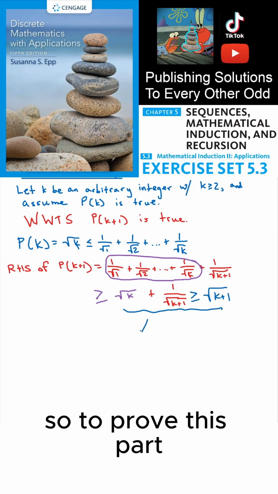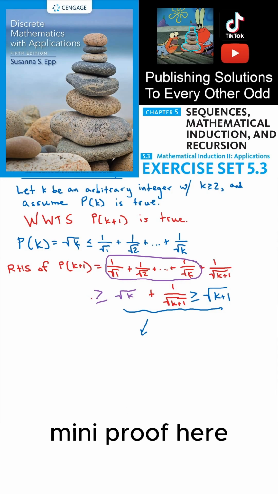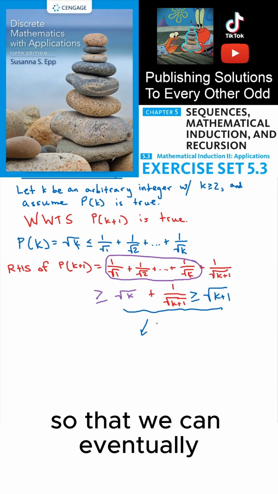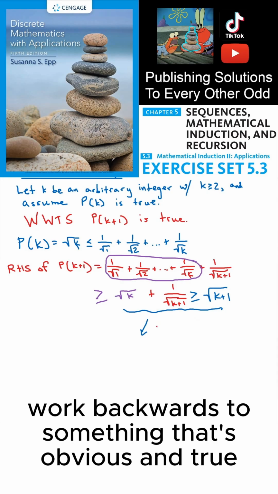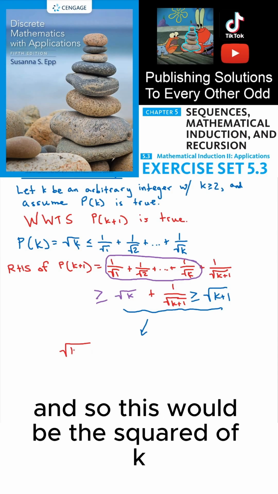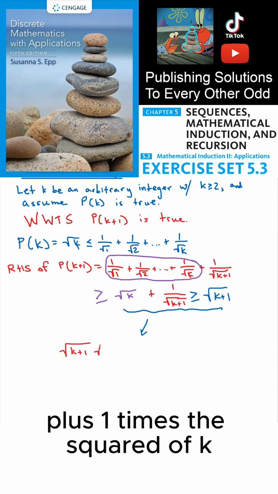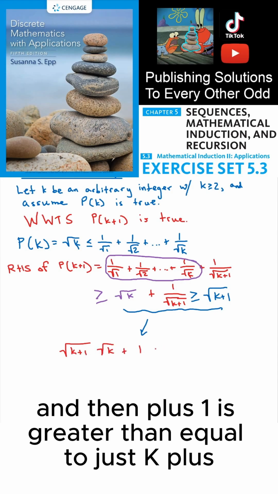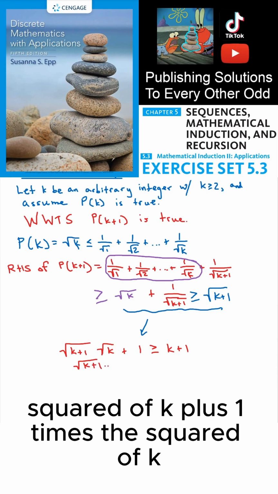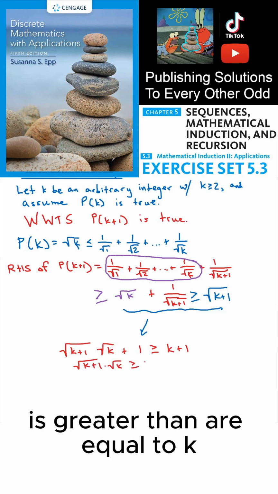So to prove this part, we're going to create a separate mini proof here. To prove this, I'm going to work backwards from my conclusion so that we can eventually work backwards to something that's obvious and true. What we can do to both sides is multiply by the square root of k plus 1. So this would be the square root of k plus 1 times the square root of k, and then plus 1 is greater than or equal to just k plus 1. I can subtract 1 on both sides. The square root of k plus 1 times the square root of k is greater than or equal to k.